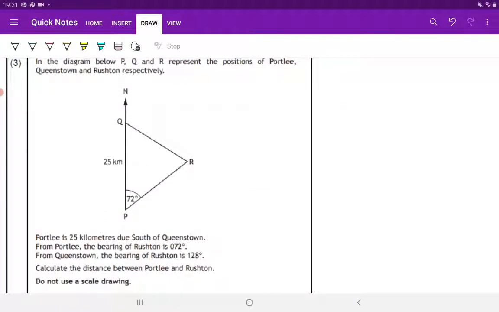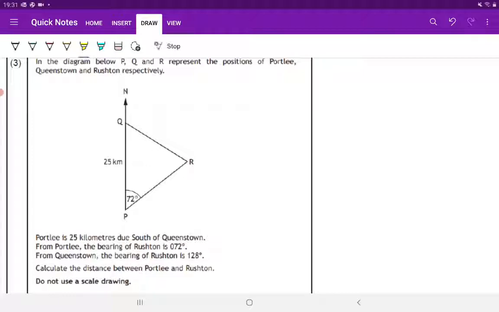Okay, question 3. This is quite a common question. Again, this is one that we've actually kind of looked at already. This is not going to be one of the trickier ones you see, but it is quite a good one to have a look at. In the diagram below, P, Q and R represent the positions of Portlea, Queenstown and Rushton respectively. Portlea is 25 kilometres due south of Queenstown.